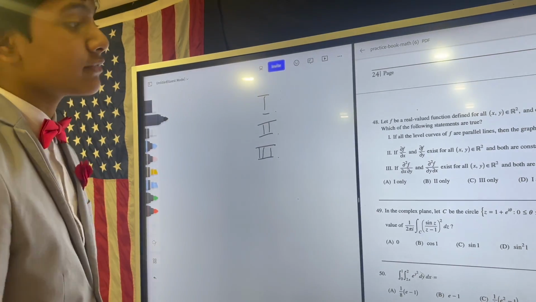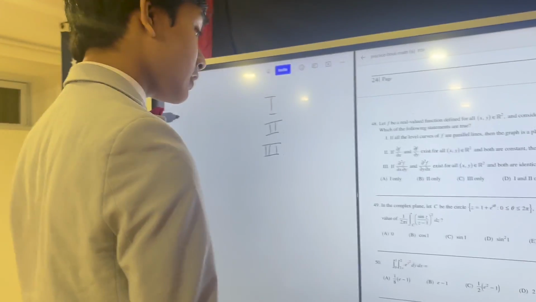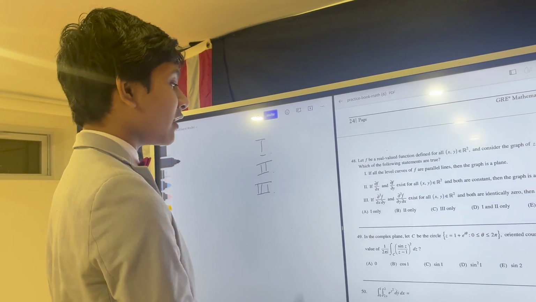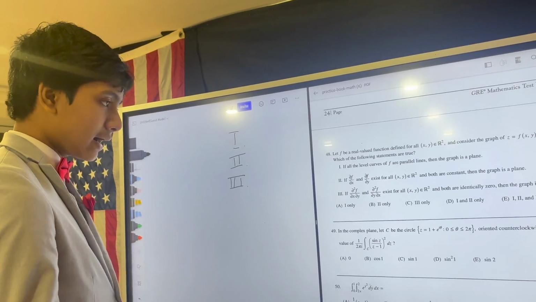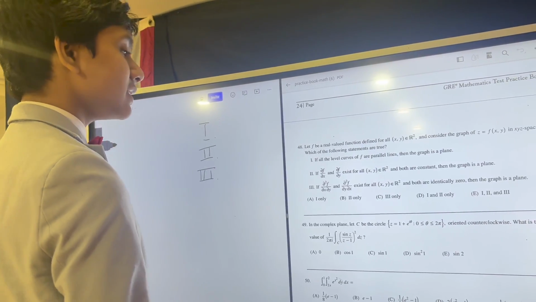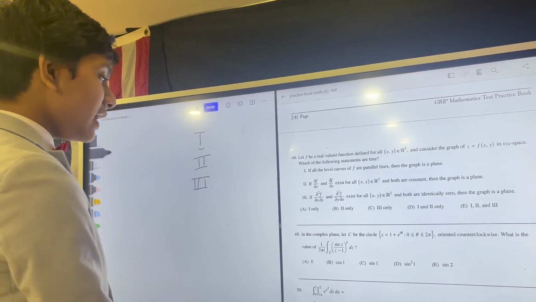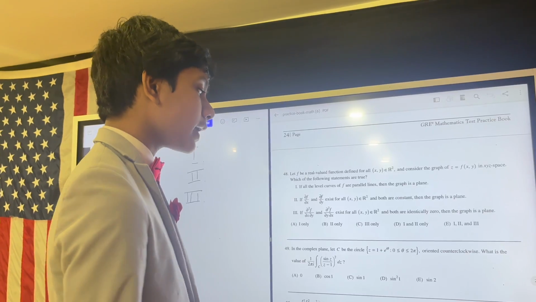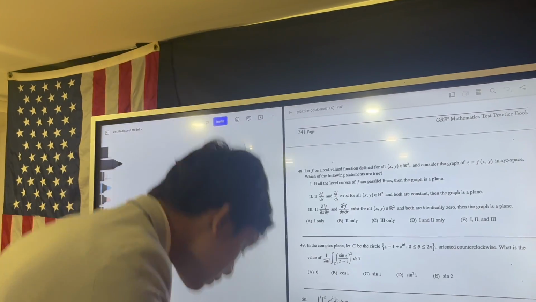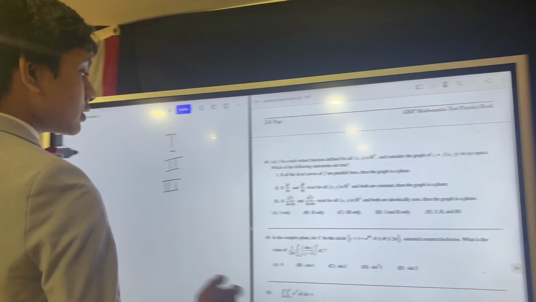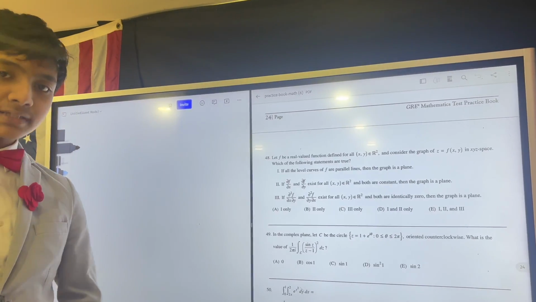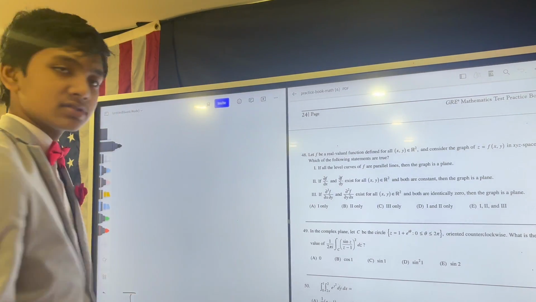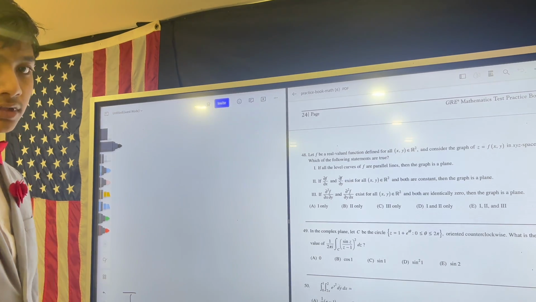1. If all the level curves of f are parallel lines, then the graph is a plane. 2. If partial f partial x and partial f partial y exist for all x, y in R2, and both are constant, then the graph is a plane. 3. If partial fxy and partial fyx exist for all x, y in R2, and both are identically 0, then the graph is a plane. So which one is it? Well, this just depends on your ability to come up with counterexamples. And for 1 and 3, there's a counterexample that works spectacularly well.